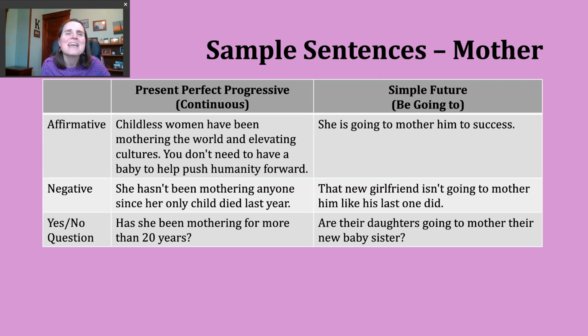Finally, if you want to make a yes or no question in the simple future, start with your form of be, whatever form matches your subject, that subject comes next. Then use going to and then the base verb. Here's my last example. Are their daughters going to mother their new baby sister? You might see that verb used again with that idea that these older siblings are going to be providing sort of the kind of loving care that we associate with parents.